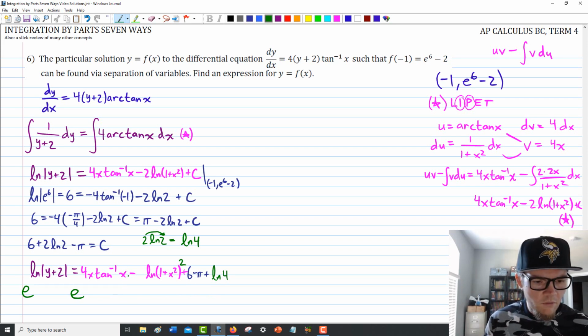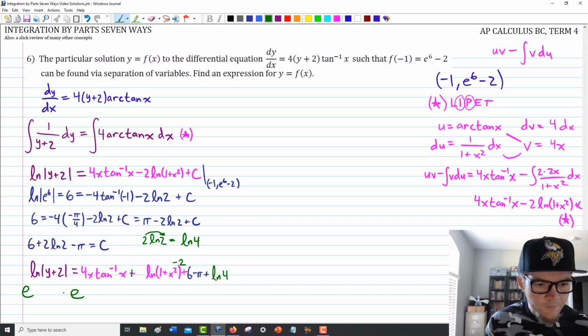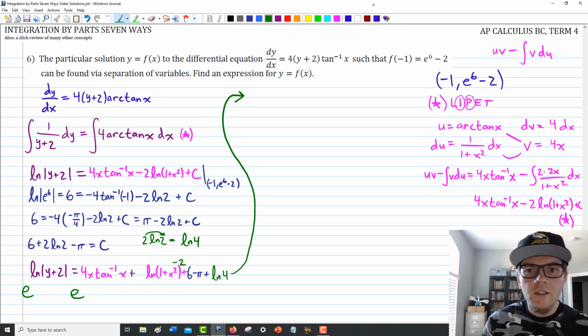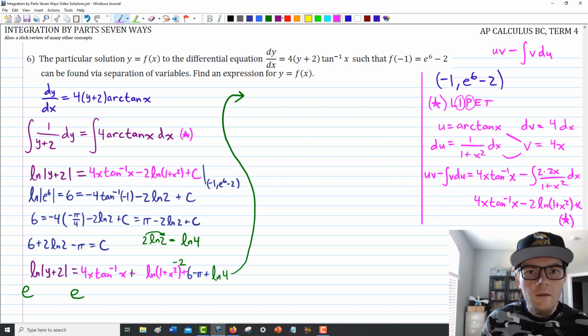So let me see if I can do this correctly here. Oh, you know what? Technically, I should probably bring up the minus 2. Yeah, there should be a minus 2 coming up. Not the ideal thing in the world, but we'll get there. When I execute that move, I just need to draw a line here so we have a little bit of space to work in. Space, the final frontier. Okay, so now that I have that, on the left side, I'm going to have the absolute value of y plus 2. On the right side, I am going to have e to the 4x tangent inverse of x. Nothing to do about that.